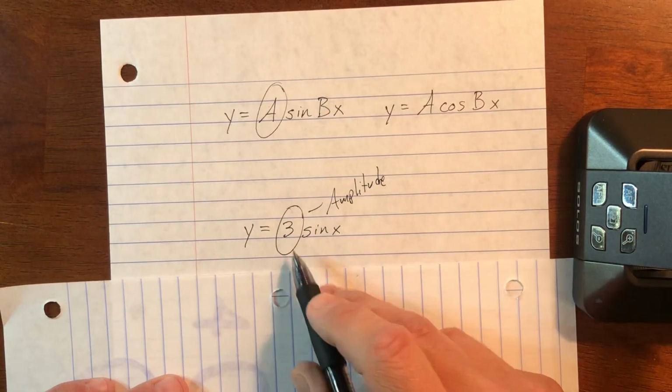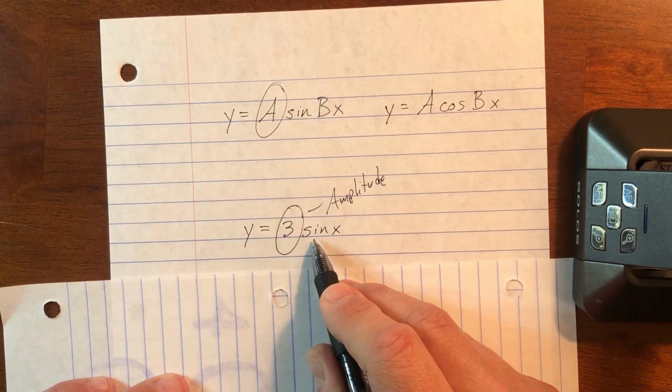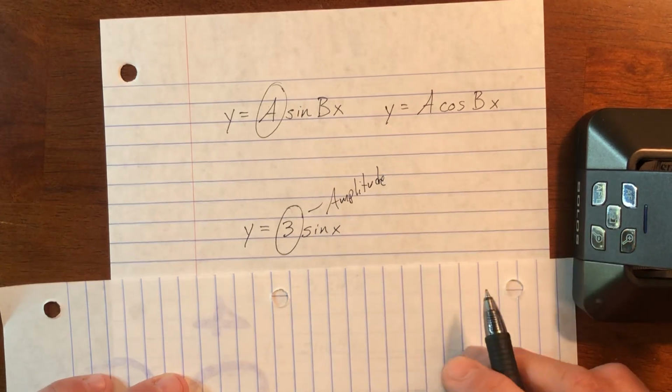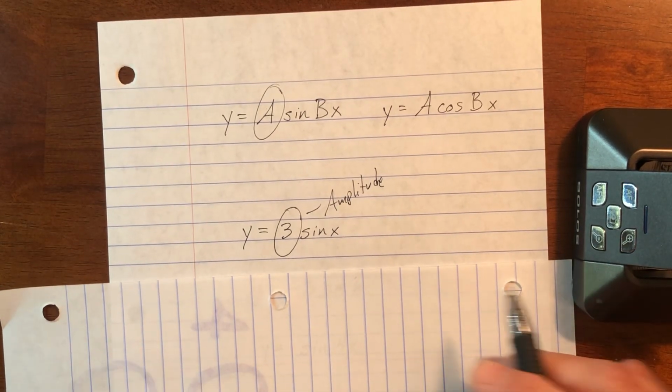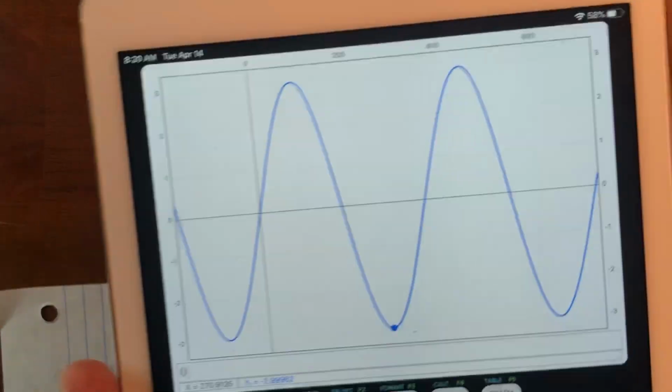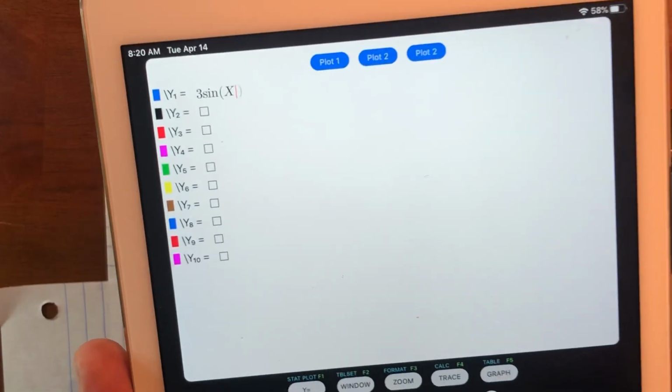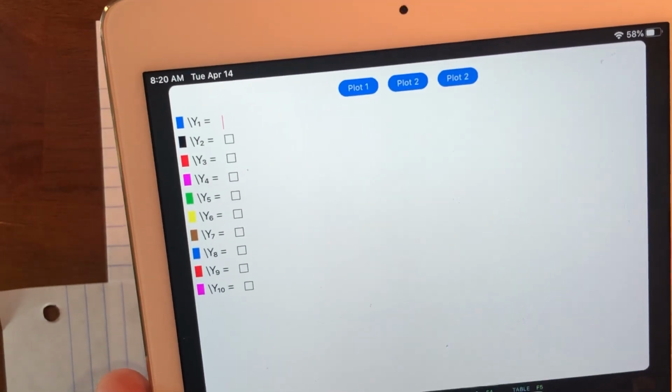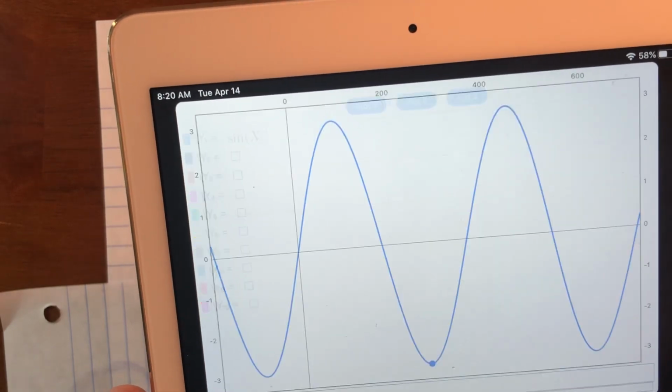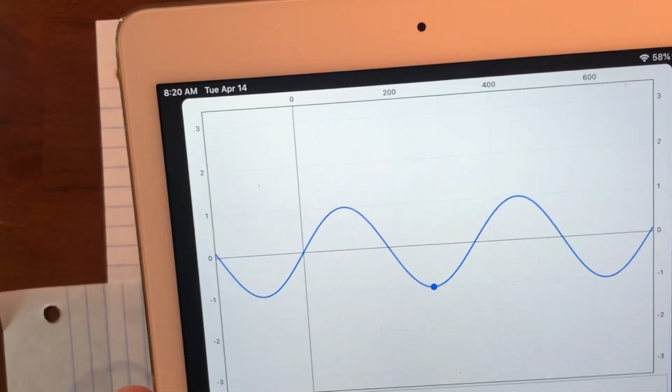So the amplitude is the number that's in front of the sine of x, or in front of the cosine of x. Let's take a look at what happens. Let me go back and change this to the sine of x again. Okay, there's plain old sine of x.